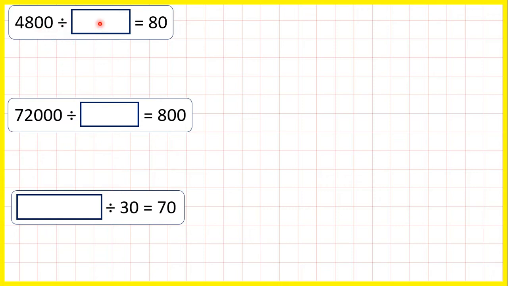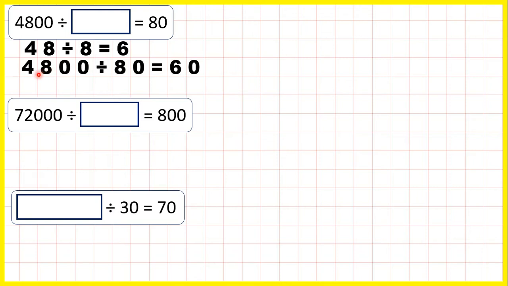4,800 divided by what is 80? Again, it's the second number in our division that's missing. It's the divisor that's missing, so we still need to divide to get our missing number. We know that 48 divided by 8 is 6, so 4,800 divided by 80 is 60. That's because we can cancel one end zero, but then we still have an end zero in the dividend, so we need an end zero in the quotient. So our missing number is 60.